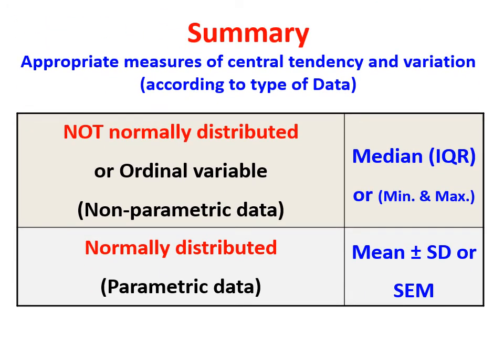To summarize what we said about central tendency and variation, according to the type of data: if our data is not normally distributed, or ordinal variables, or non-parametric data, we express the central tendency and variation in the form of median and interquartile range, or minimum and maximum. While if our data is normally distributed, we can express the central tendency and variation using mean plus or minus standard deviation or standard error.